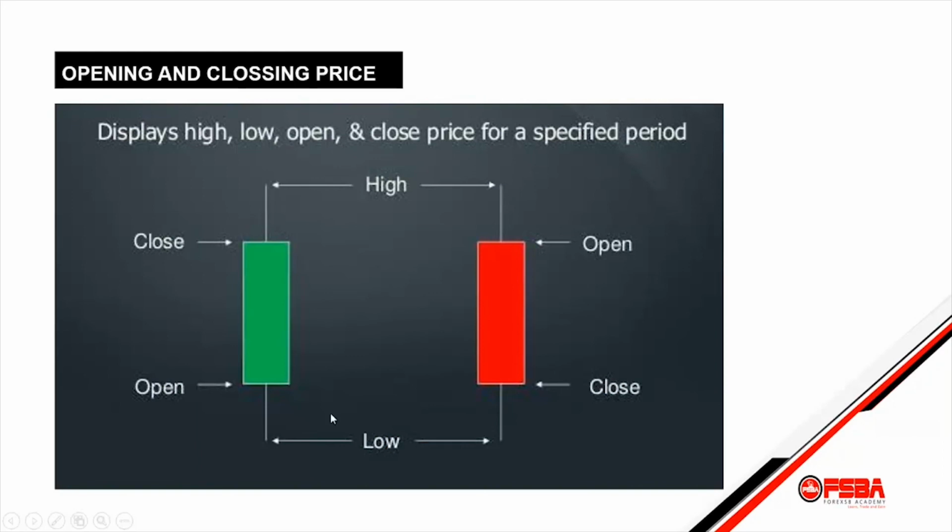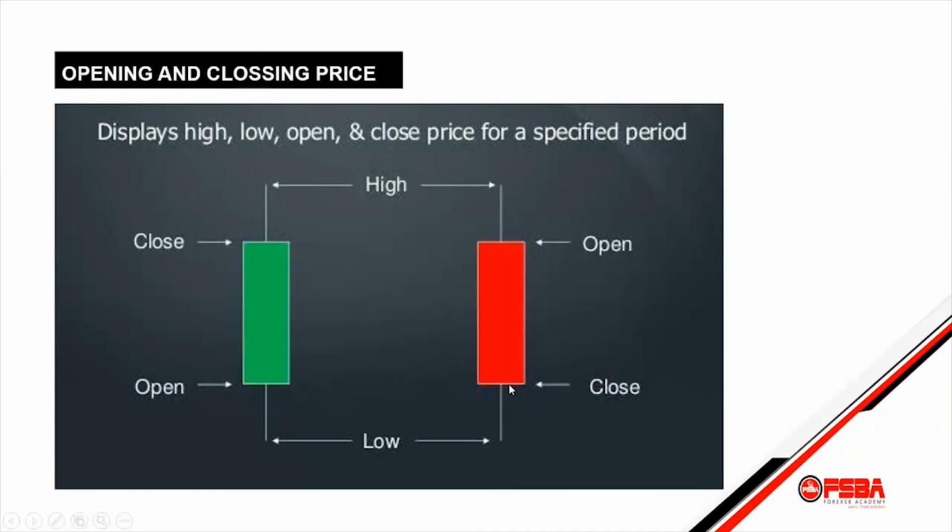I've already explained this, that this is the opening price of this bullish candlestick and this is the closing price, right? But this is the low for the day, while this is the high for the day. Then the next day, this is the high, this is the low, while this is the open price and this is the closing price.